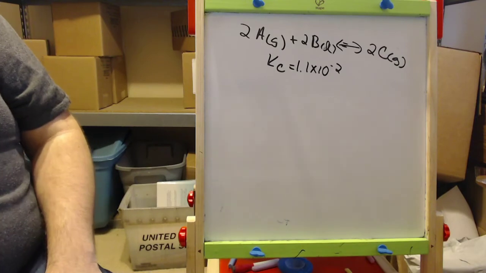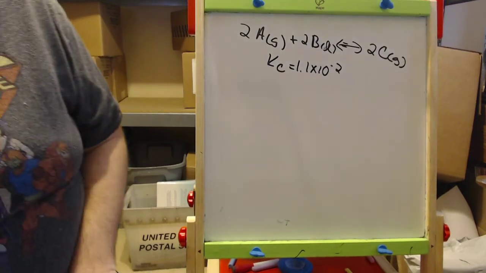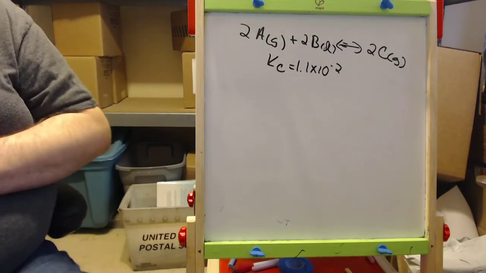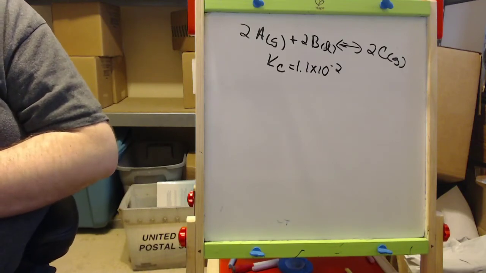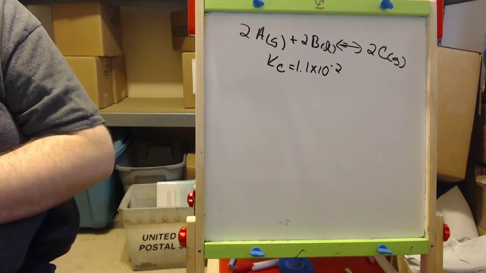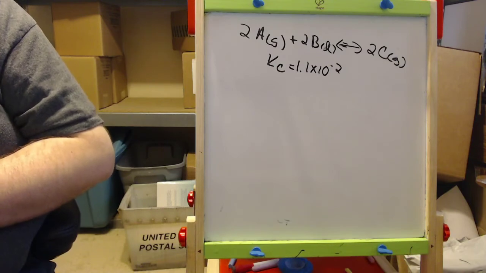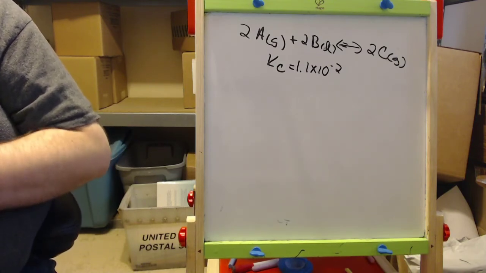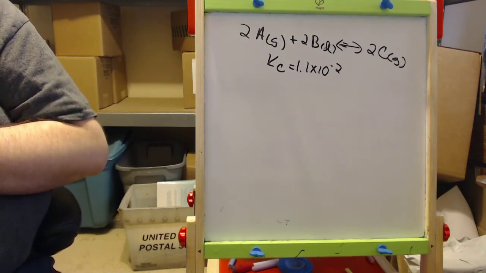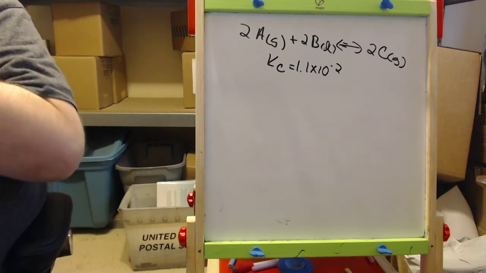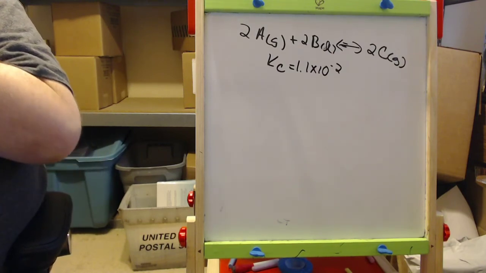There are no units, Orlando. Just assume that if you're finding Kp, you're using atmospheres, and if Kc, you're using molarity. But there are no units.